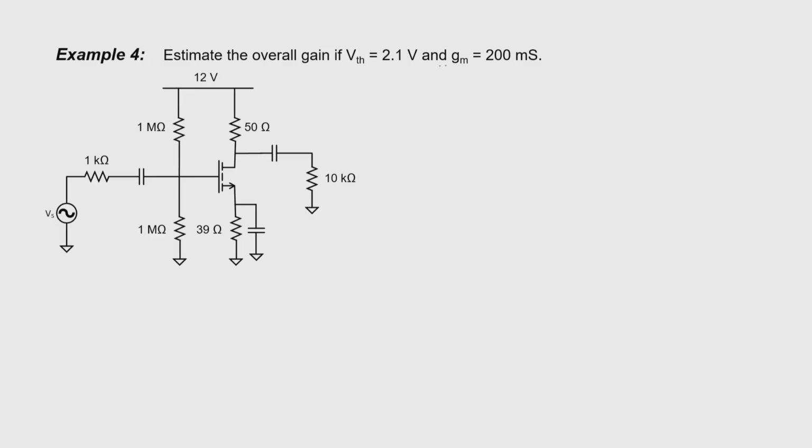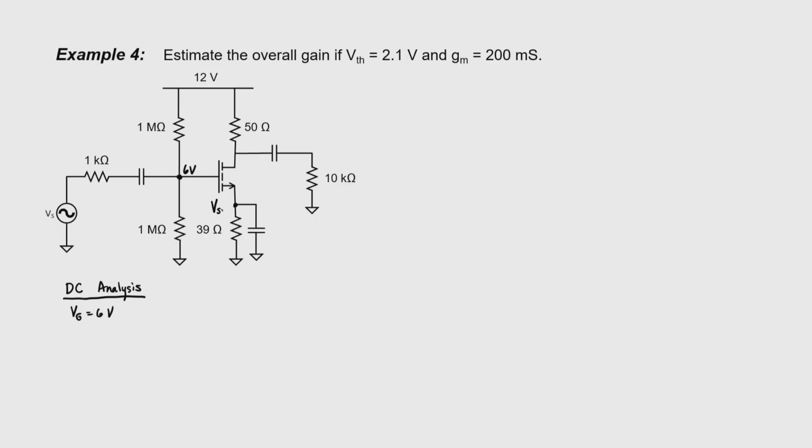I've copied the threshold and our guess for the transconductance at the drain current that we're about to find here. Let's try to estimate the gain, but we'll start off with a DC analysis. 12 volts here is going to divide evenly across the two 1 mega ohm resistors. I already know that the gate voltage is just going to be 6 here.